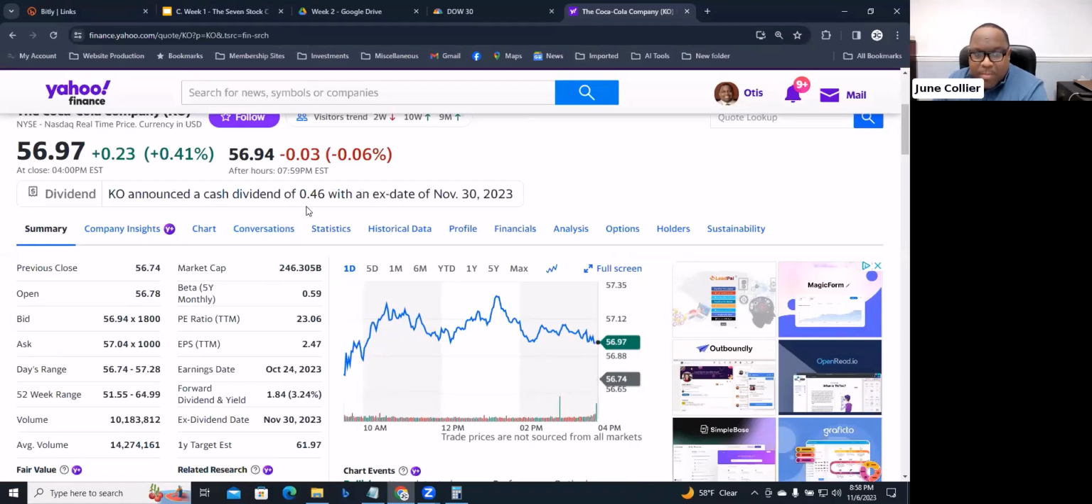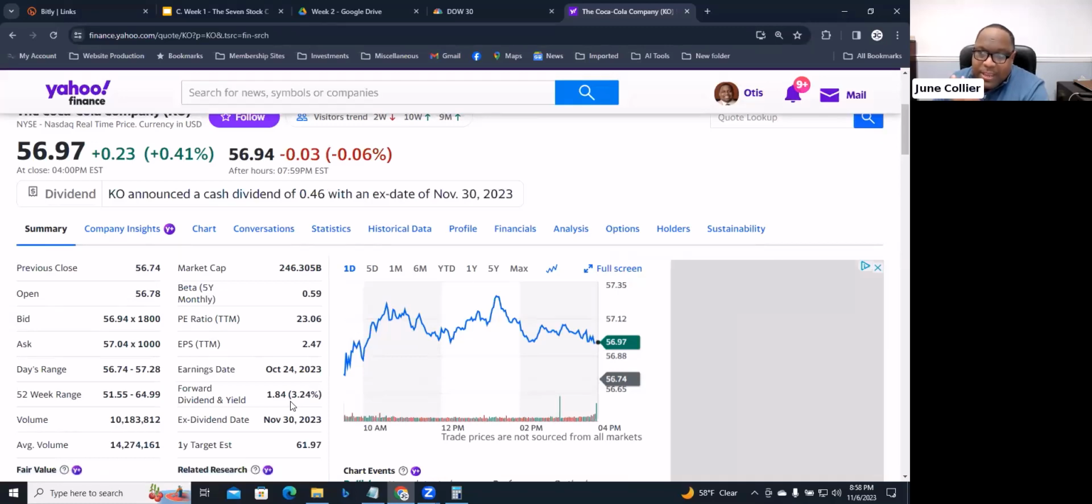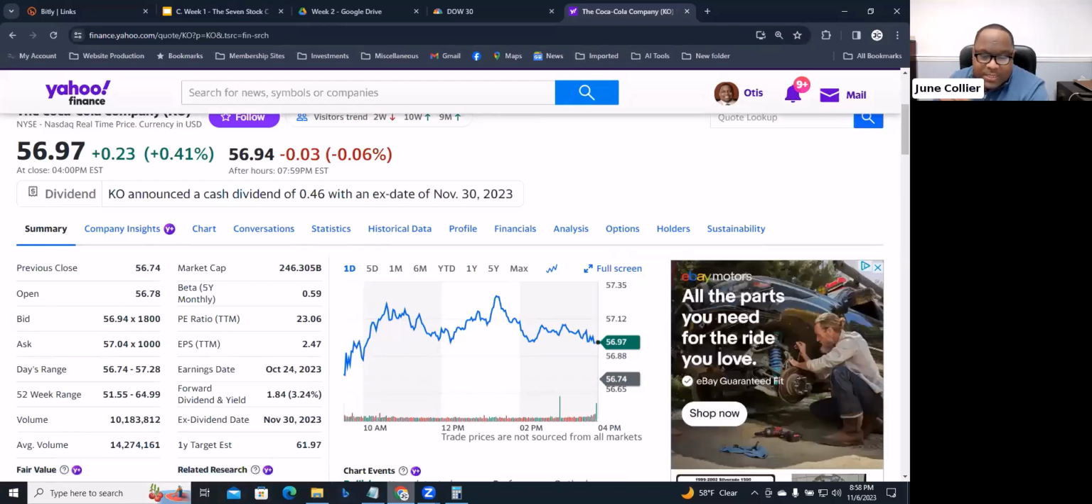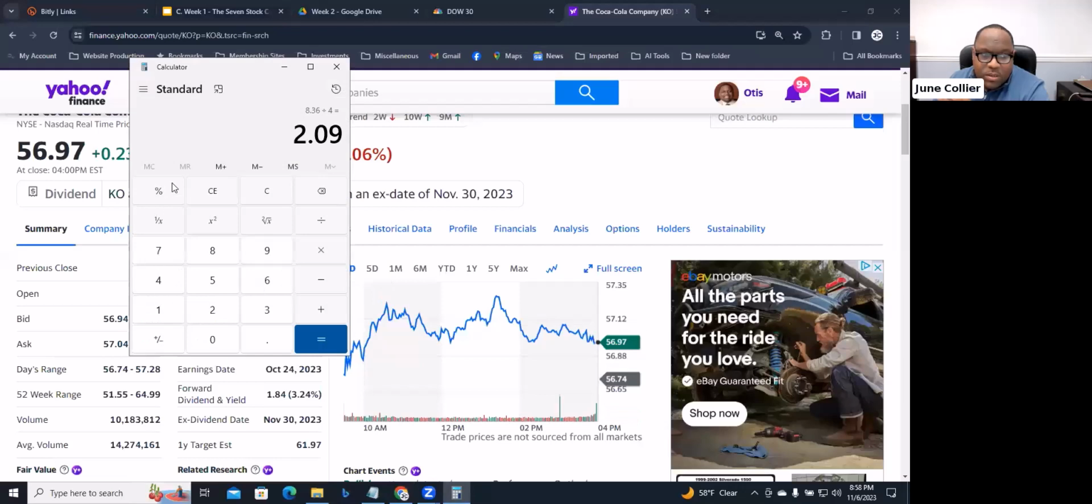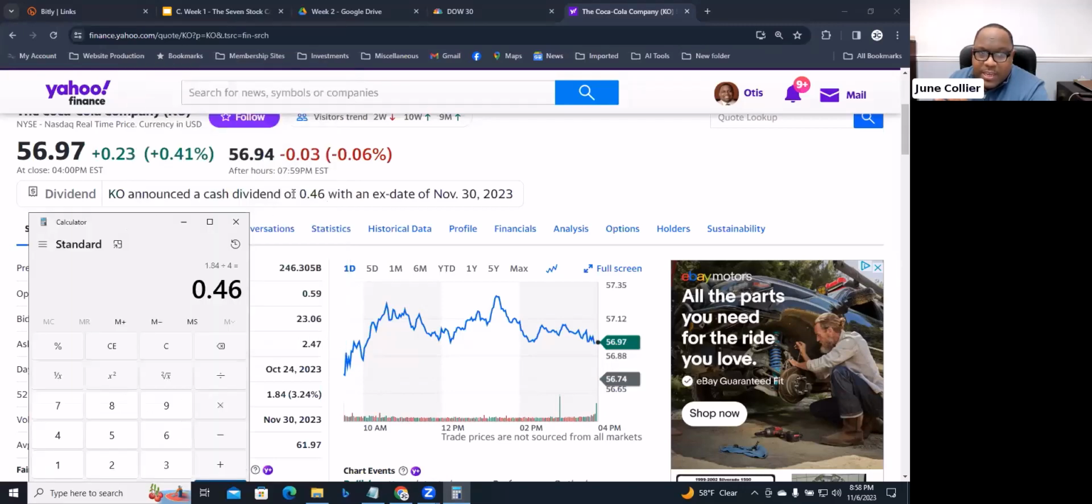So let's explain what that means. First of all, 46 cents. Well, June, I thought you said $1.84. Well, remember, you got 4 quarters. So they pay once a quarter. So we got to take this $1.84 and divide it by 4. And we'll see 46 cents. So 46 cents a quarter. So we can see the 46 cents there. That's where that comes from.